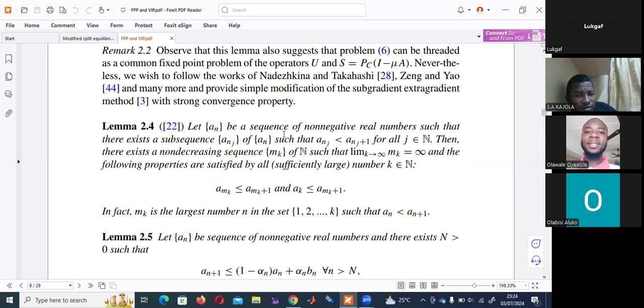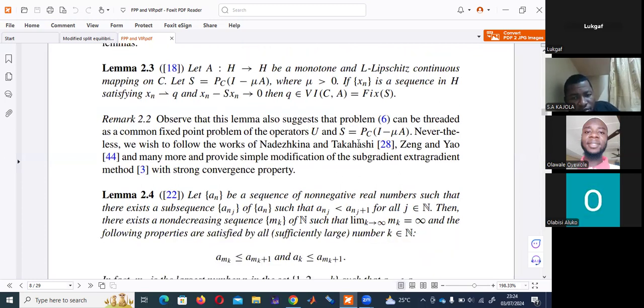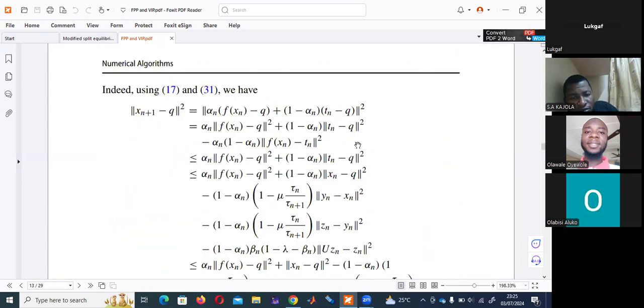So let this be a monotone and Lipschitz continuous mapping, let S be a mapping where mu is this. If A is a sequence satisfied, xn converges weakly to this, and xn minus Sxn goes to 0, then Q is in the solution set of this, which is the set of VIP, the fixed point of S.